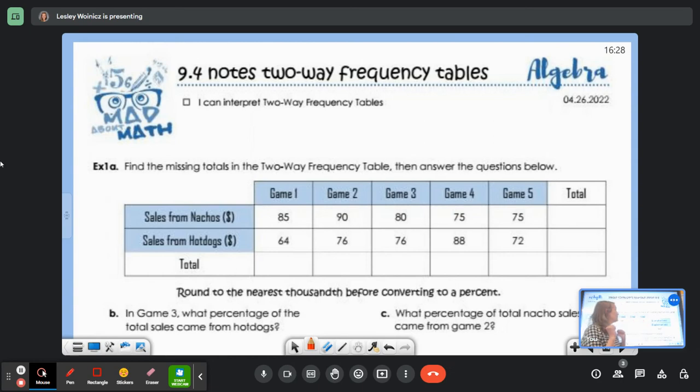So we're going to be interpreting some two-way frequency tables. Now that sounds kind of like something crazy, but it's actually really easy. This is a two-way frequency table, which you may have seen before. We're going to first find the missing totals for this table, and then we'll answer some questions about it.